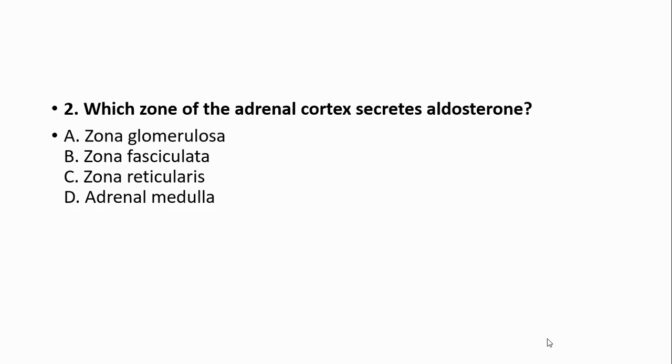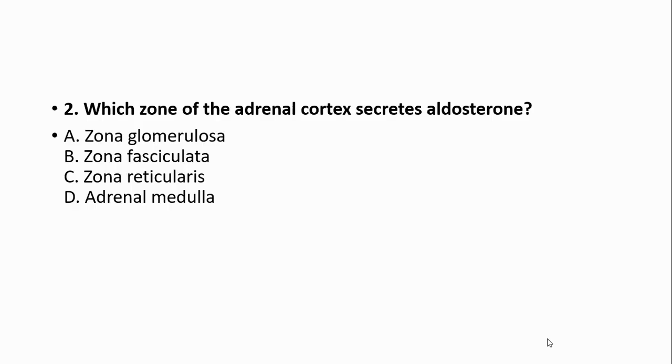The answer is glomerulosa because the adrenal cortex has three layers and three hormones it secretes. Zona glomerulosa secretes mineralocorticoids like aldosterone. Zona fasciculata secretes glucocorticoids like cortisol. Zona reticularis secretes androgens. So your answer is zona glomerulosa. These three layers can be remembered by the short term GFR. Aldosterone regulates sodium retention and potassium excretion in the kidney. So hope you understand again.